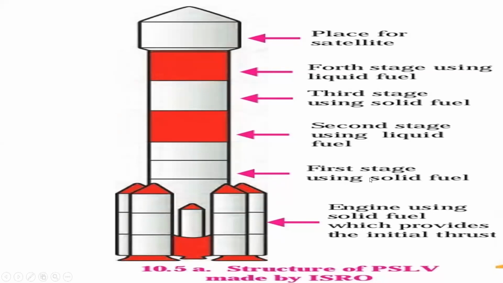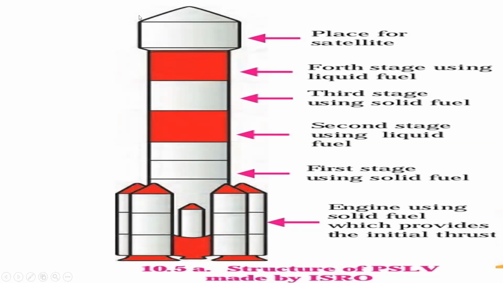First stage using solid fuel. See, this one is the first stage, which consists of which fuel? Solid fuel. See, the upper one is the second stage using which? Liquid fuel. Third stage, whenever the third stage is required, it uses which fuel? Solid fuel. And the fourth stage, if the fourth stage is also required, that uses liquid fuel.